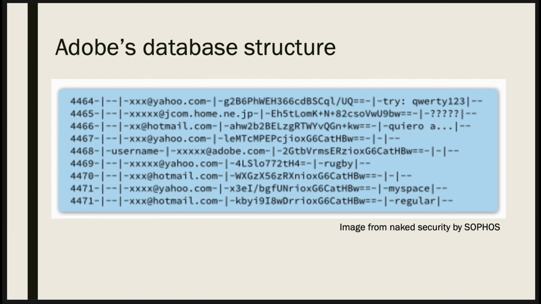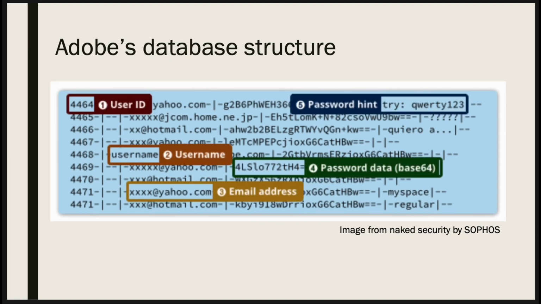As we can see here, this is raw data of information that was stolen or copied from Adobe's server. On the very far left, you can see user ID, then username, then email address, encrypted password, and password hints. And as you can see, the password hint is not encrypted at all.